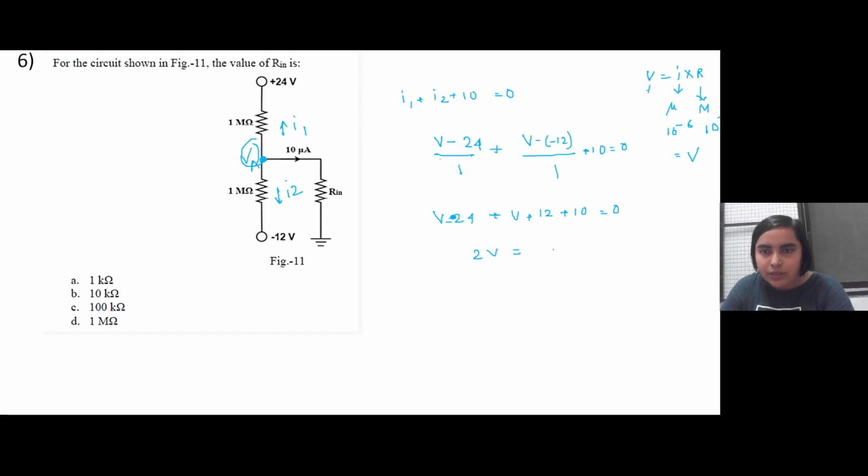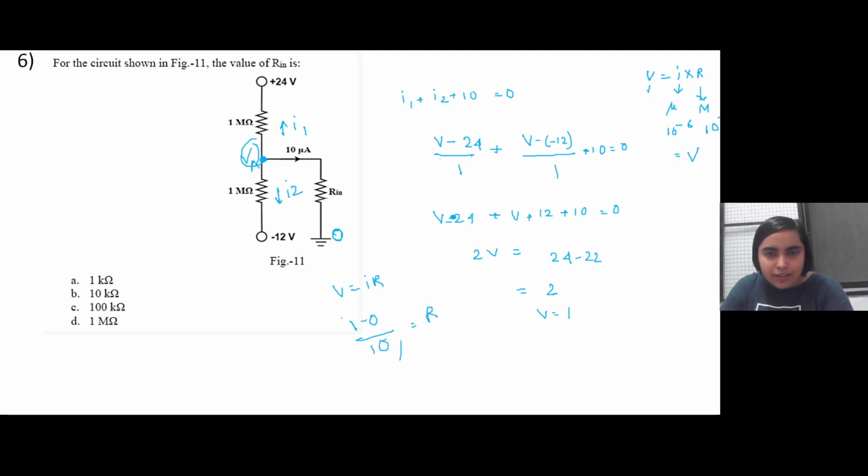So 2V will be equal to 24 minus 22, that is equal to 1. So now you can easily calculate because your branch current is given and V equals I into R. So V will be equal to, this is the reference voltage, so it will be 0. So this will be 1 minus 0 by current, which is given as 10.